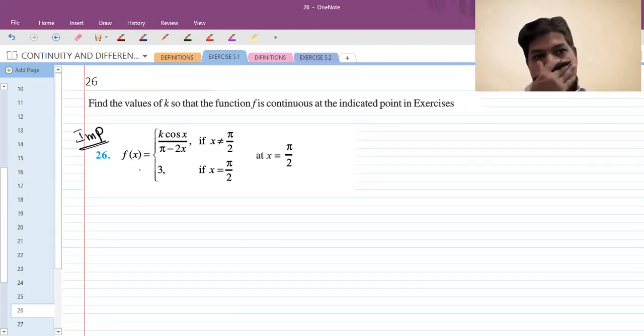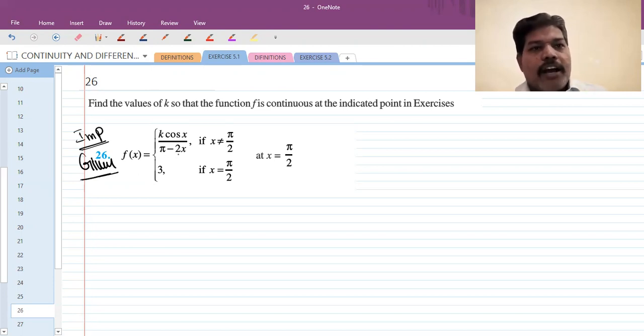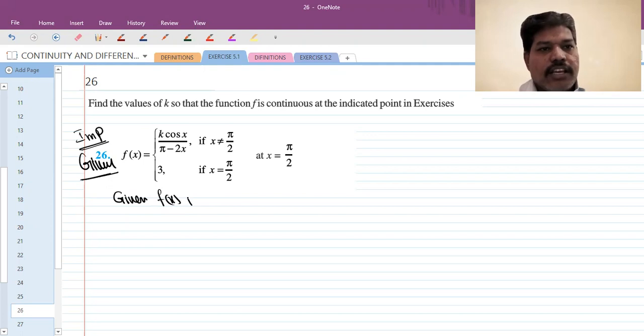So see that question, students. First, you have to take the given function. First, we write down the given f of x is equal to k into cos x by pi minus 2x if x is not equal to pi by 2, and 3 if x is equal to pi by 2. So given f of x is a continuous function.